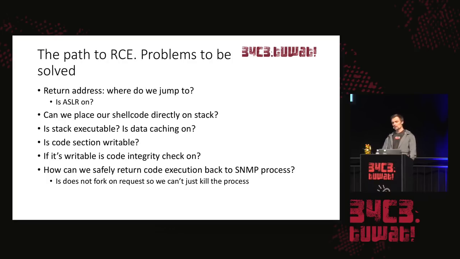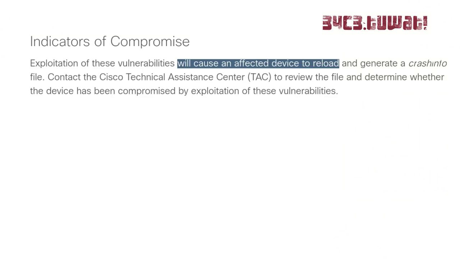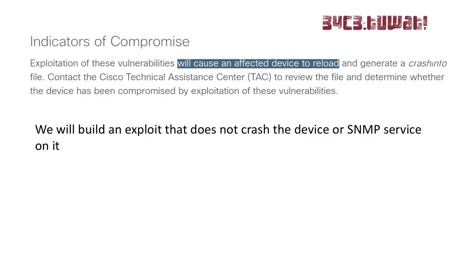Because iOS is a single binary running in the memory, and if you have an exception in any thread of this big binary, the Cisco device will crash. And if we look at the advisory, one of the indicators of compromise, as Cisco states, is device reload. So exploitation of the vulnerabilities will cause an affected device to reload. We'll try to build an exploit that will not crash the SNMP service on it.